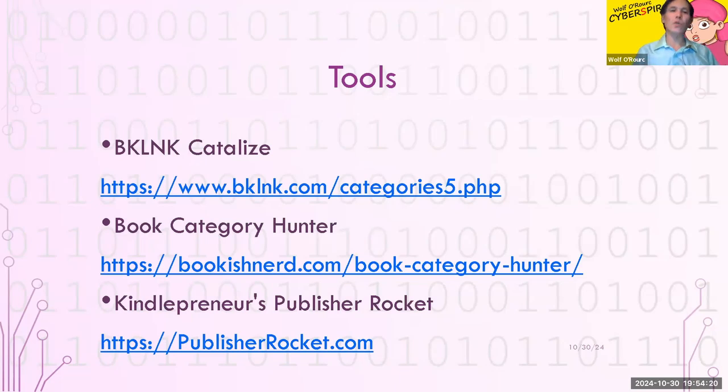Again, there are professional tools for that. A free tool is BookLink. Another free tool is Book Category Hunter. And while Kindlepreneur's Publisher Rocket, a pro tool that costs money, is known for its keywords, it also does categories because they're so closely linked.